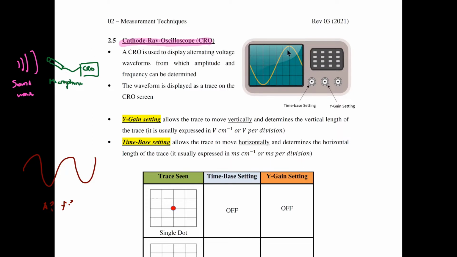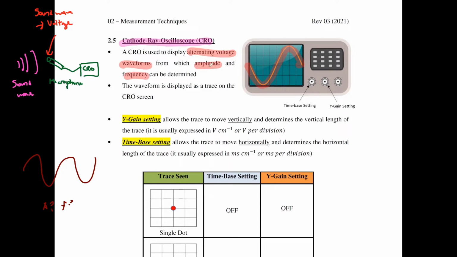So what will happen is that you bring your microphone close to that sound wave. The microphone will capture the sound wave, and then it will convert the sound wave into voltage signals, voltage variations. And then from there, the CRO will display the voltage as an alternating voltage waveform, like the ones that you see here, so that you can then determine the amplitude and frequency.